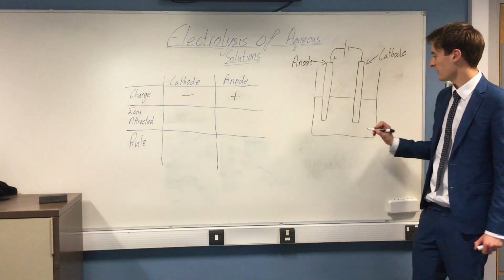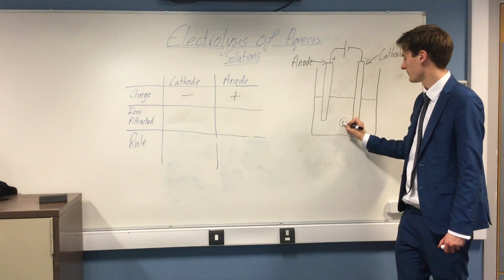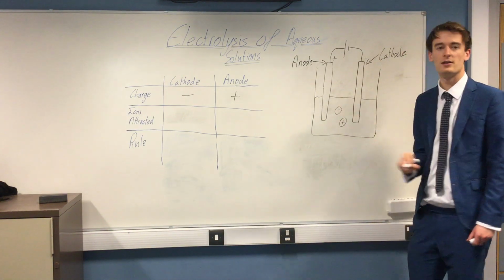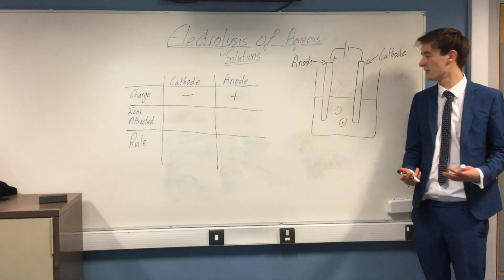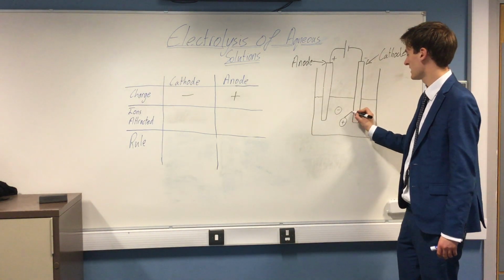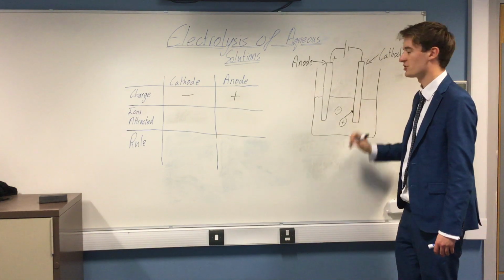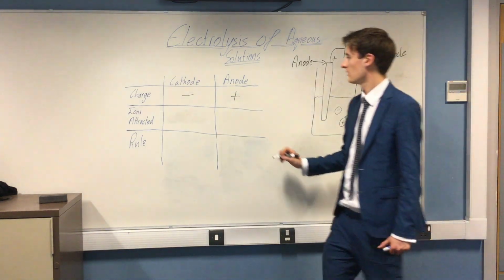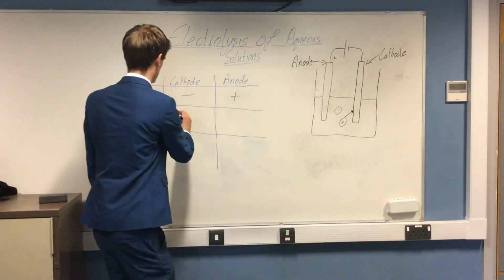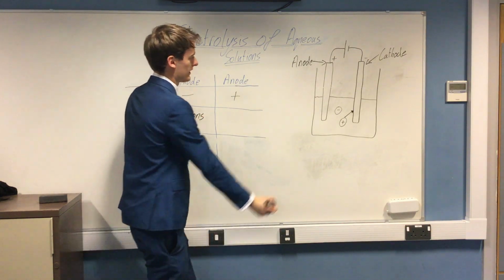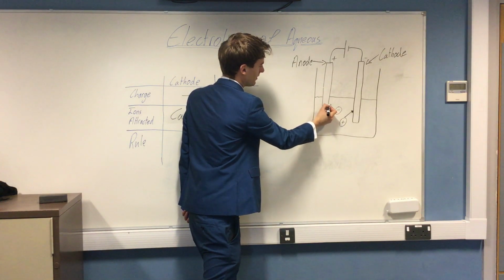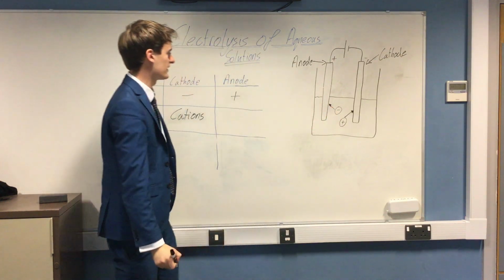Now, there are different ions in solution. Some of them are positive and some of them are negative. Positive ions we refer to as cations, and they will be attracted to the negatively charged cathode. These anions will be attracted to the anode.